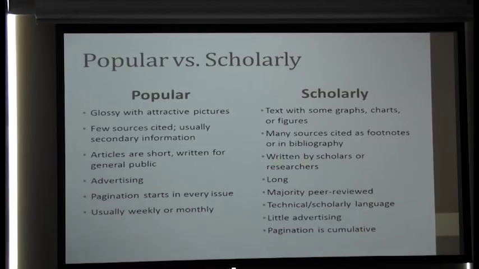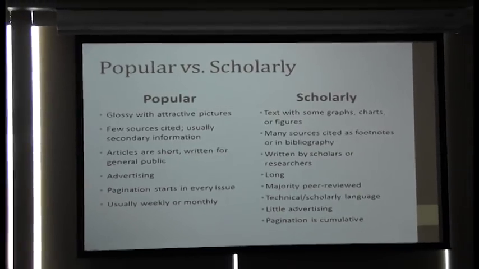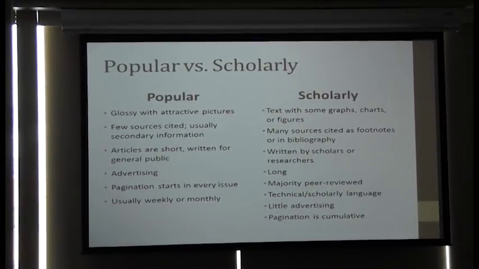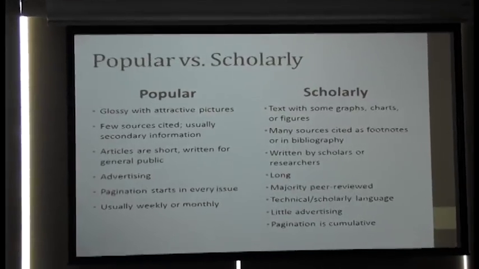Popular versus scholarly. Pretty much popular magazines are what you're going to find in a grocery store checkout line. National Enquirer, People Weekly, things like that. They're glossy, lots of advertisements, written for the general public. Pagination starts in every issue with one. And then usually they're weekly or monthly.